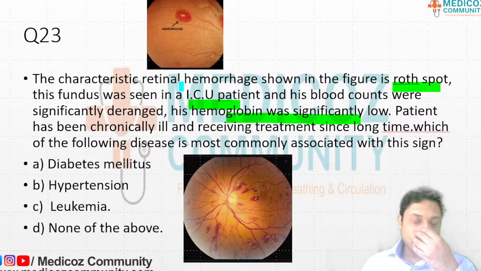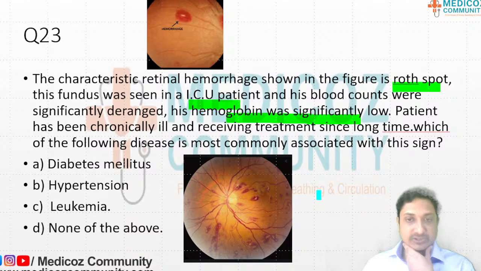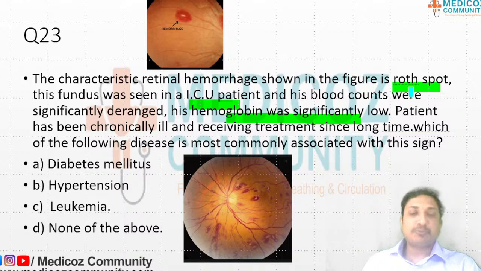So what we have been given is a figure based question in which we can see all the hemorrhages. But how are these hemorrhages? These hemorrhages have a central whitish area of clearing, right? And what is this hemorrhage called? This is a special type of hemorrhage called Roth spot, a specific hemorrhage. So these Roth spots are seen typically in ICU patients where hemoglobin is very low.